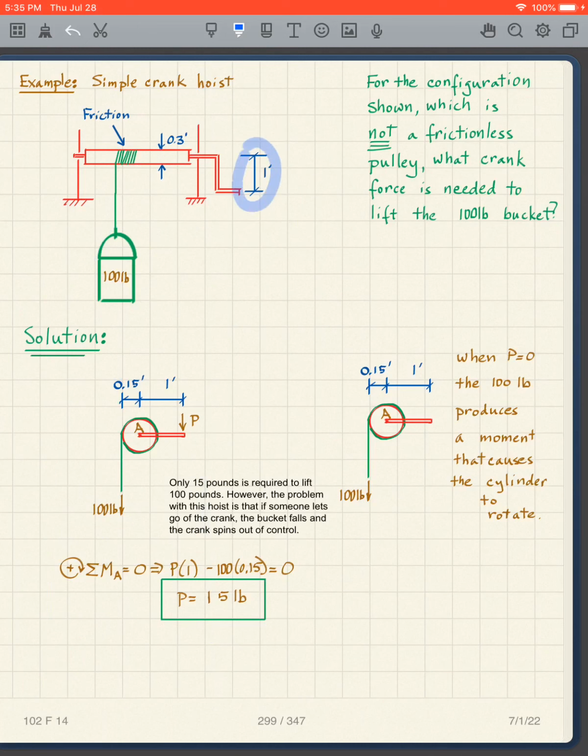The crank has a radius of 1 foot, and again we have friction here. We're winding, and we're counting on that friction to be able to lift this bucket. So for this particular crank hoist, a very simple one, for the configuration shown, which is not a frictionless pulley, what crank force is needed to lift the 100-pound bucket? So I want to look at this.